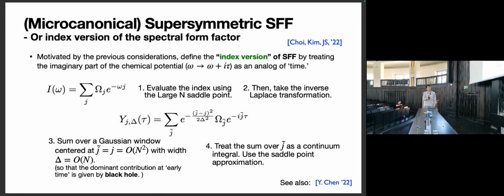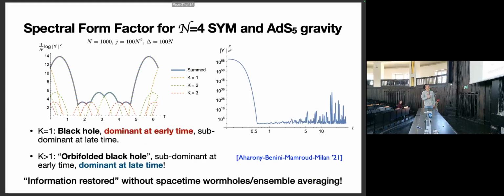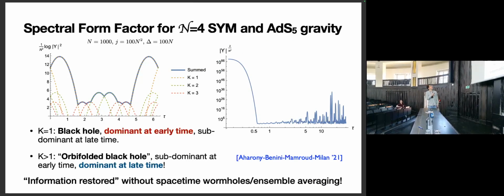And by the way, we are heavily motivated by this very nice paper by Yiming Chen, where he computed the spectral form factor for free Yang-Mills theory. So here's the result. It turns out that if you just include the k equals 1 saddle in the spectral form factor, it decays at some finite time. So it goes to 0 here.